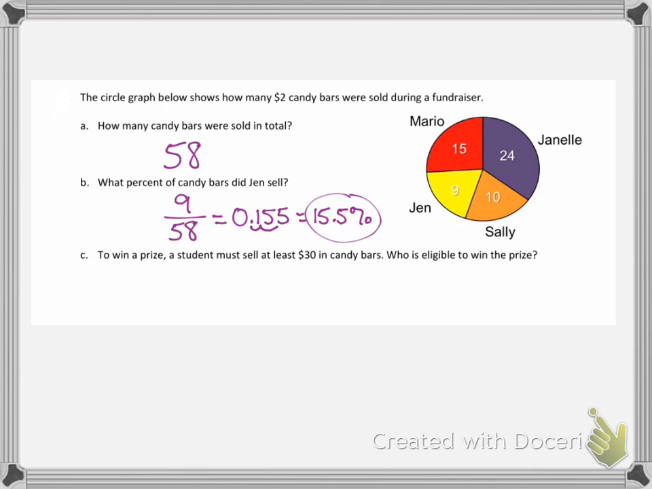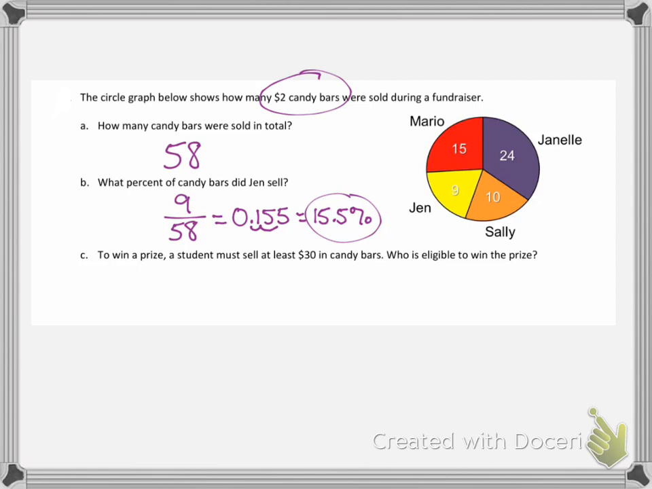Part C, to win a prize, a student must sell at least $30 in candy bars. Who's eligible to win the prize? Well, if I look at my circle graph, it just simply tells me how many candy bars they sold. But if you go back to the original prompt, each candy bar is $2. So if I want to figure out who sold at least $30 in candy bars, all I got to do, take each student's amount of candy bars, multiply it times $2.